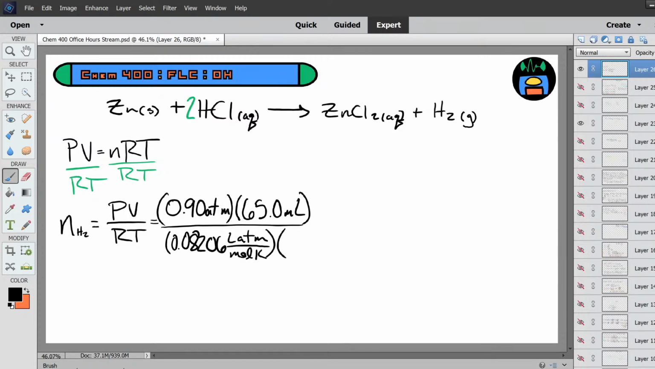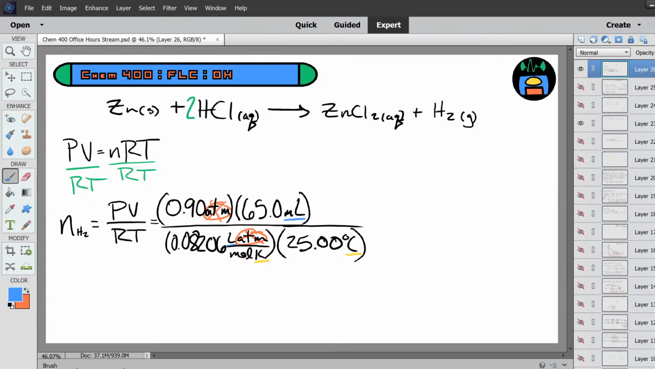And our temperature, 25.00 degrees Celsius. All right, now, we're not ready to crunch our numbers. We're not quite ready. You'll notice that atmospheres cancel with atmospheres. That's good. But we've got two problems. One problem is we have different temperature units. The second problem is we have different volume units, liters and milliliters.